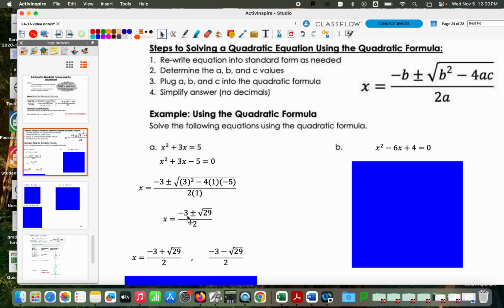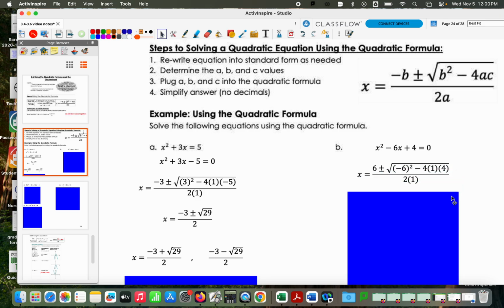And if they do ask for the decimal, just take your two options. Take -3 plus the square root of 29, get that answer, and divide it by 2. It's just kind of an awkward decimal. Same thing here, just subtract the square root of 29 and divide by 2 to get that answer. Feel free to pause and try these other ones out. Otherwise, I'm just going to go through them.